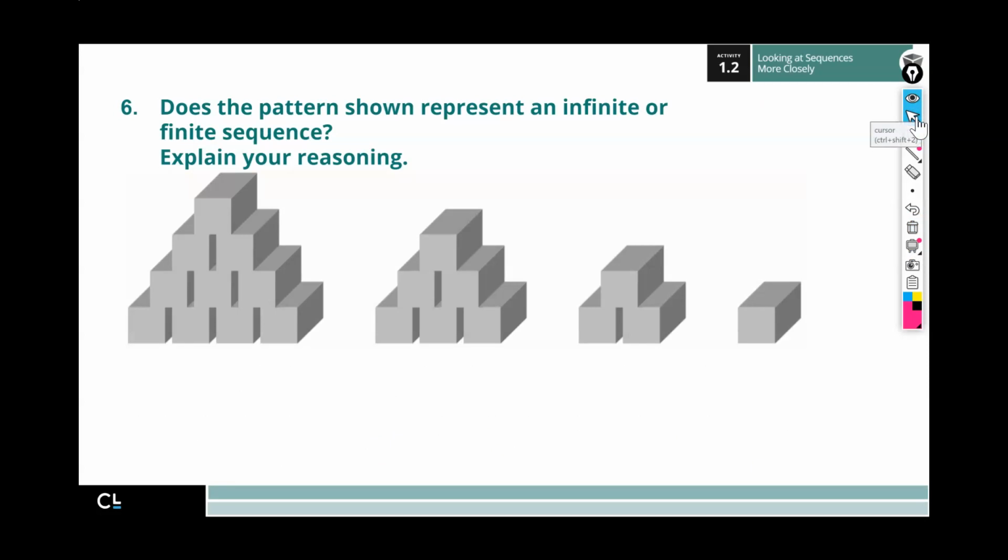Does the pattern shown represent an infinite or a finite sequence? Explain your reasoning. This is a finite sequence. Each stage results by taking away the bottom row of the pyramid until the pyramid no longer exists. So this is finite. It ends. If it doesn't end, it would go on to infinity, so it would be infinite.